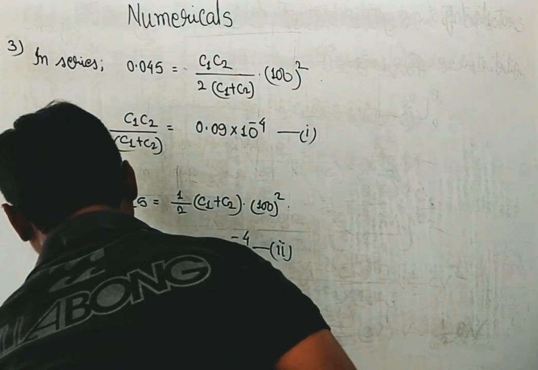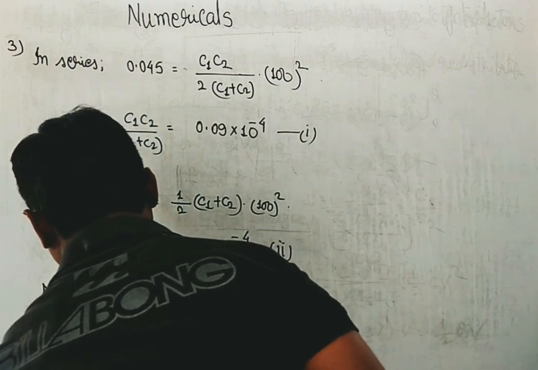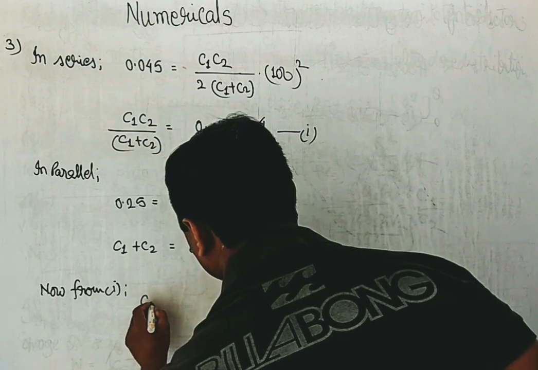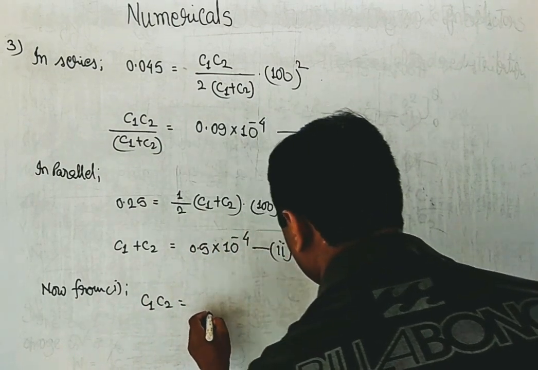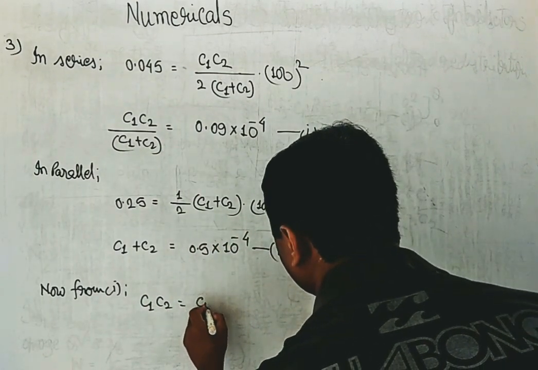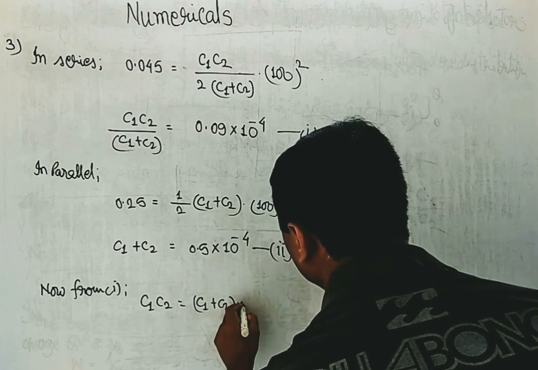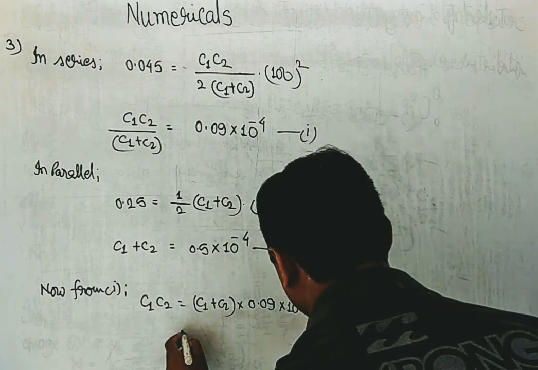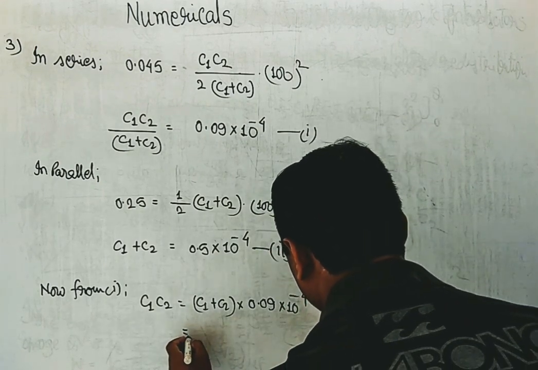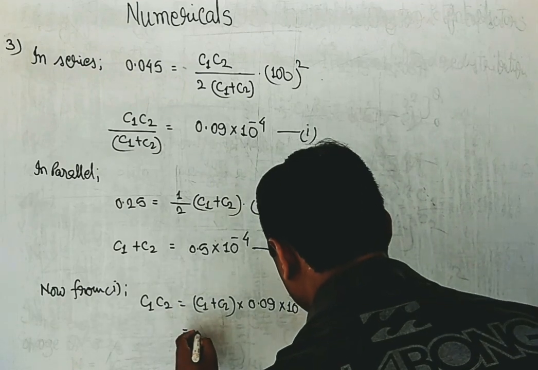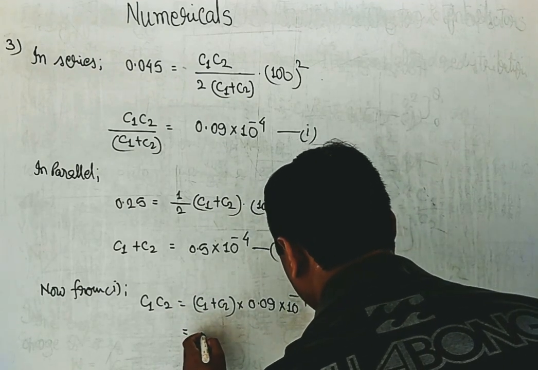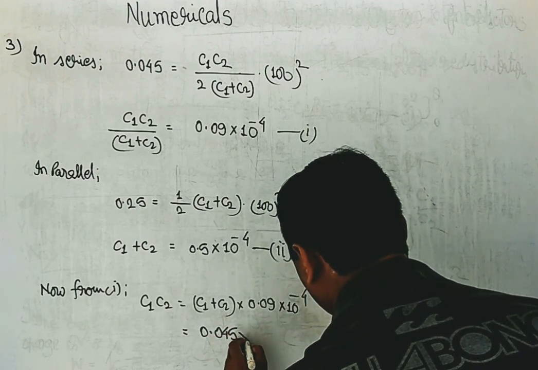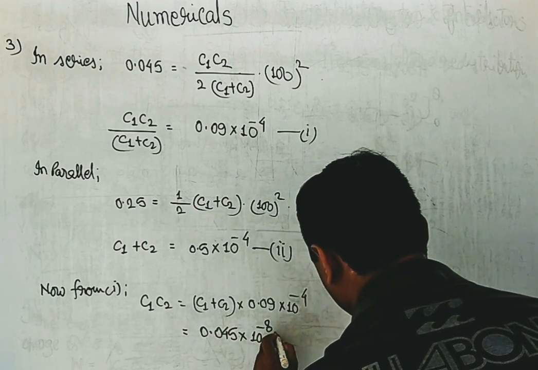Now, from first, C1 C2 equals (C1 plus C2) into 0.09 into 10 to the power minus 4. Now placing this value, we have C1 into C2 is equal to 0.045 into 10 to the power minus 8.